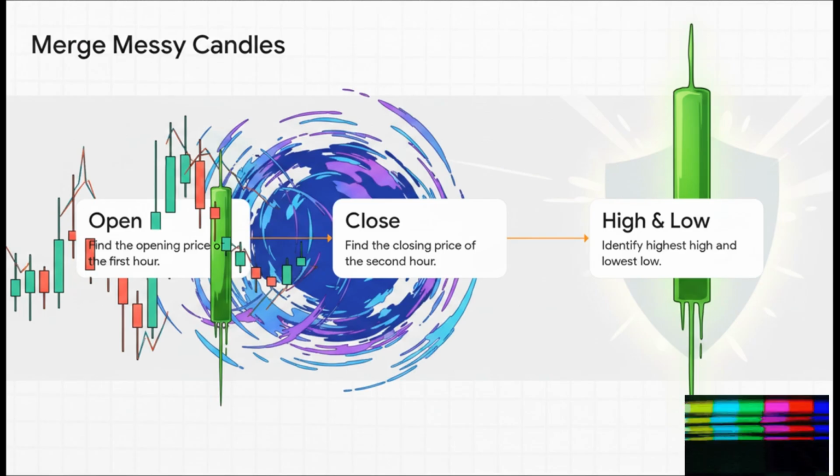If you have 2 messy 1-hour candles, you can mathematically fuse them into a single clean 2-hour candle. It's super simple. Step 1, take the opening price of the first hour. Step 2, take the closing price of the second hour. Step 3, find the absolute highest high and lowest low across both hours. Suddenly, 2 confusing, indecisive candles merge into one clear, massive rejection wick. You are literally filtering out the market noise to reveal the true high-probability story hidden underneath.